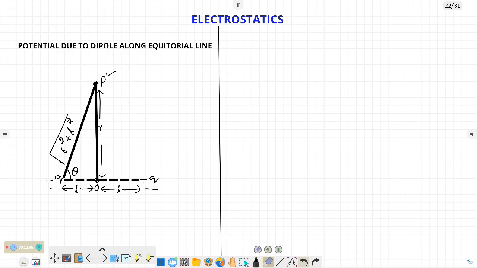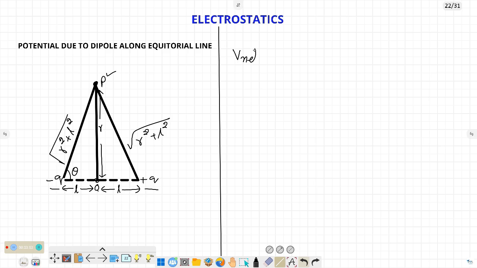So what is the potential at that point due to this dipole? We have two charges. Both the negative charge and the positive charge are at a distance of under root of R square plus L square from the point P, using that right angle triangle structure. So there are two potentials at that point.